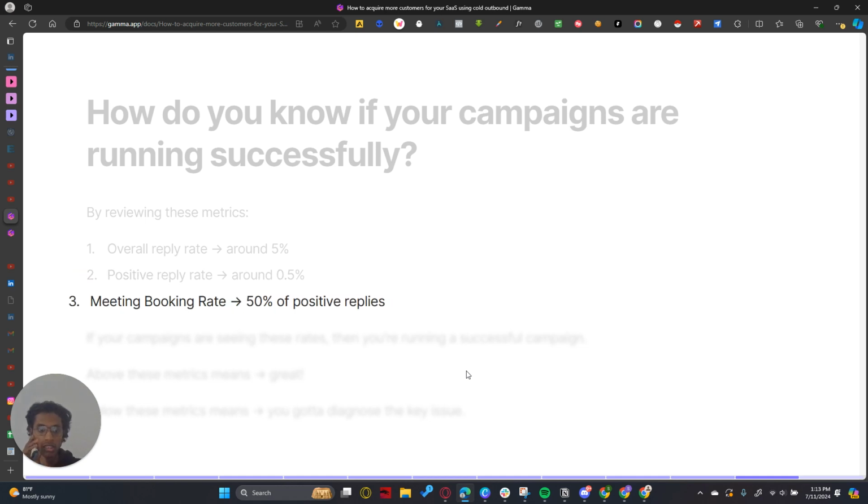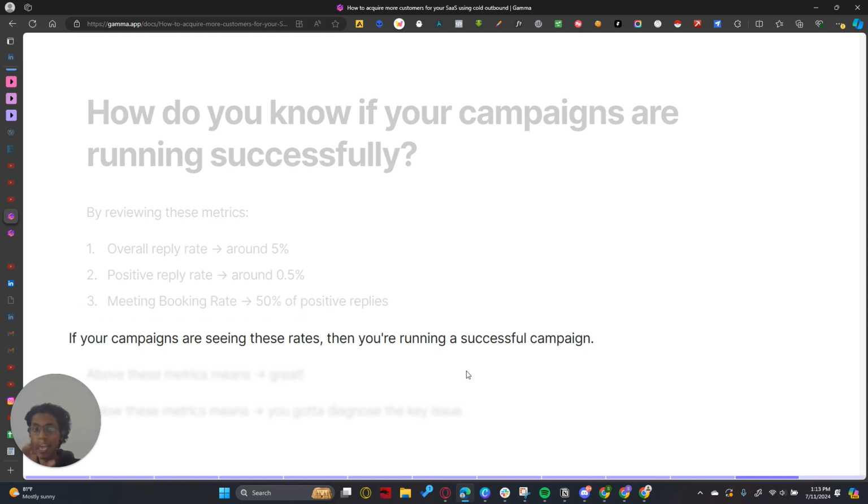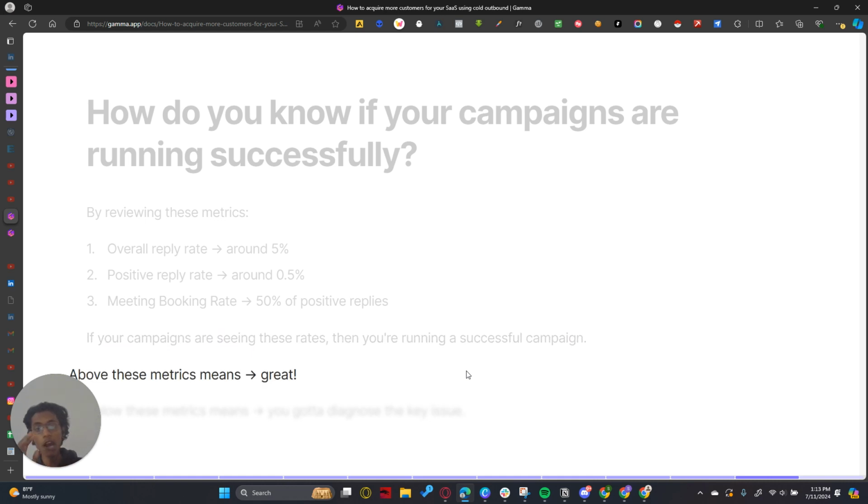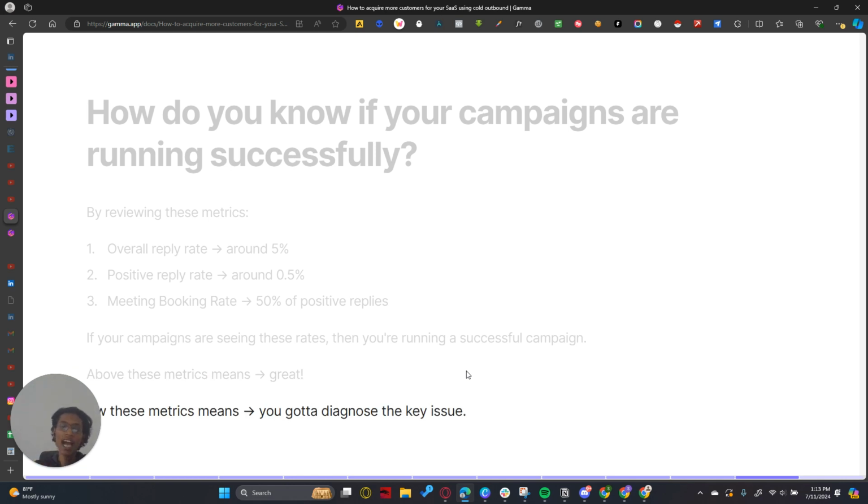And here is the meeting booking rate, right? It should be around 40 to 50%, meaning how many positive replies actually turn into real booked calls. If your campaigns are seeing these rates, then you are running a successful campaign. Above these metrics means it's great. Below these metrics means you've got to diagnose the key issue. So that's how you do your audits, and that's how you test, iterate, and improve.